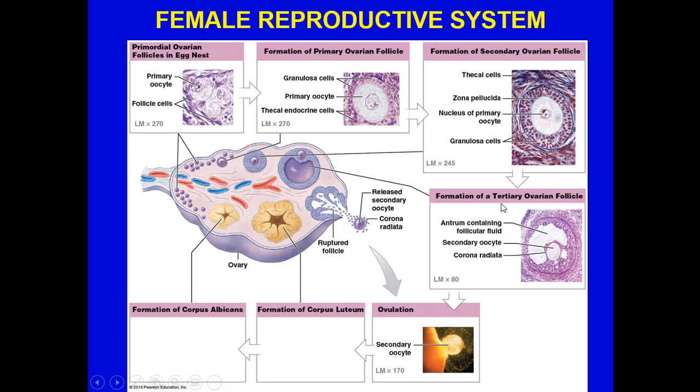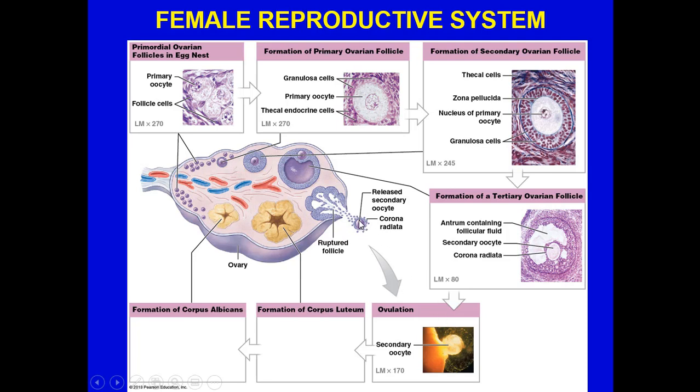And then you eventually get to the tertiary ovarian follicle stage. Now look, here's the antrum. This is filled with follicular fluid. Here are some of the cells that are going to still stick to the oocyte, and they're going to be making up the corona radiata, okay? Then you have ovulation. You basically have this rupturing of the follicle and the expelling of the oocyte. And the cells that remain on the ovary are going to be part of this corpus luteum.